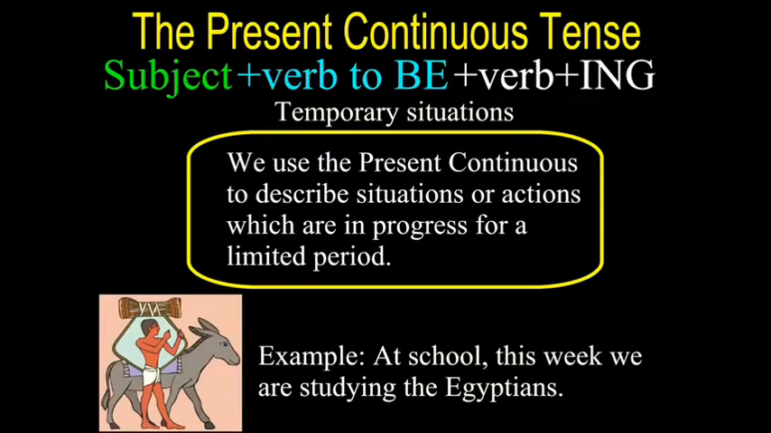The present continuous tense is used to talk about temporary situations. We use the present continuous to describe situations or actions which are in progress for a limited period. For example, at school, this week we are studying the Egyptians.